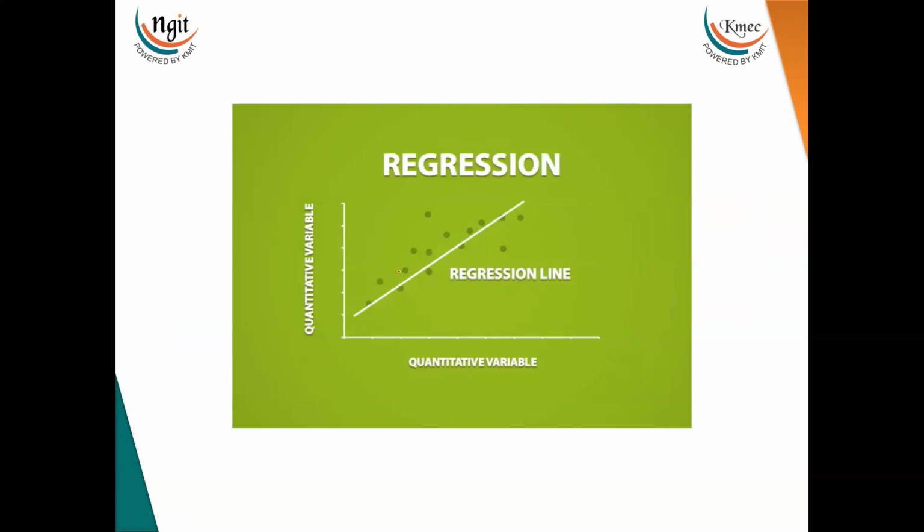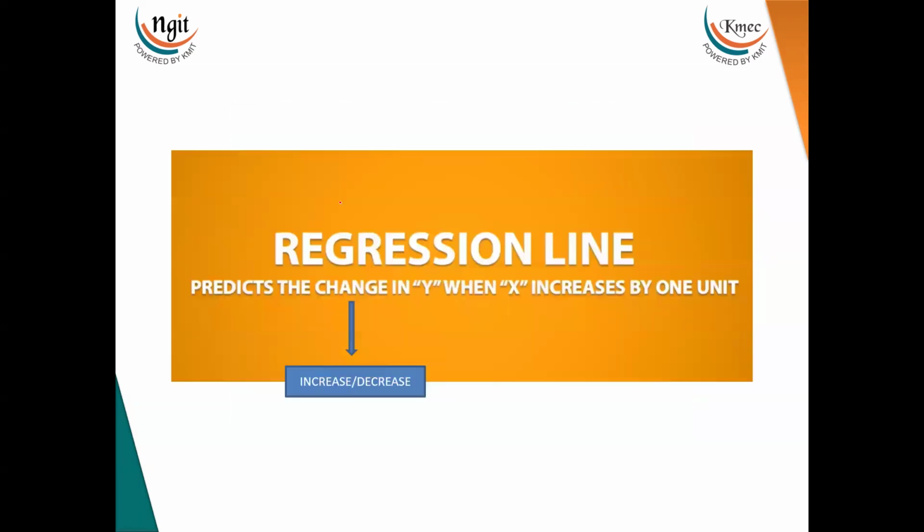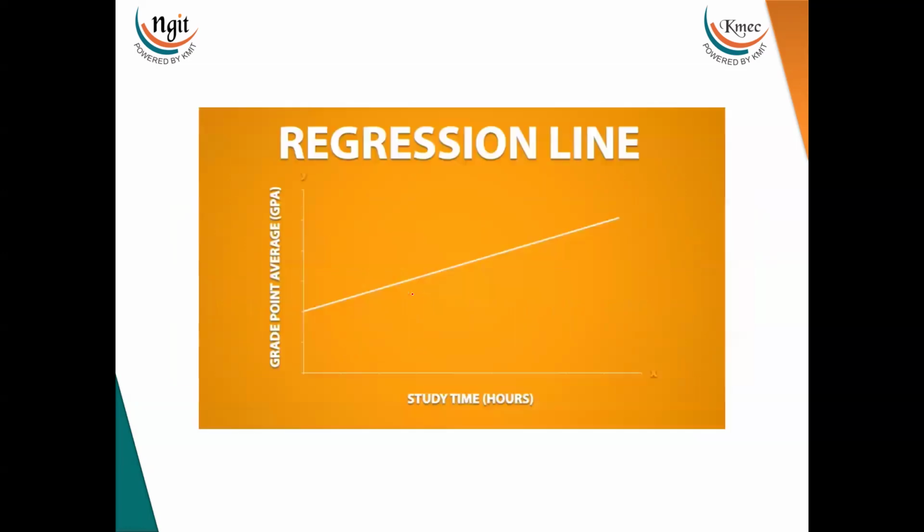This is one representation of a regression. You can see here, these are the data points. This is the line of best fit. On the x-axis and y-axis, we have quantitative variables, that is continuous variables, where this is the independent variable and this is the dependent variable. So this regression line predicts the change, maybe an increase or decrease in y, when x increases by 1 unit. That is, whenever the independent variable increases by 1 unit, there will be a change in y. That change may be an increase or a decrease in the value of y.